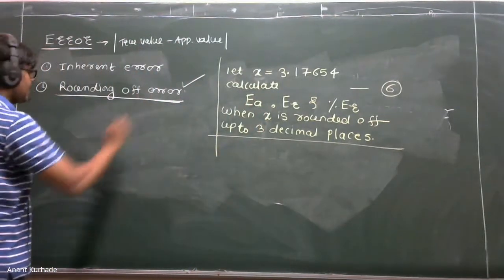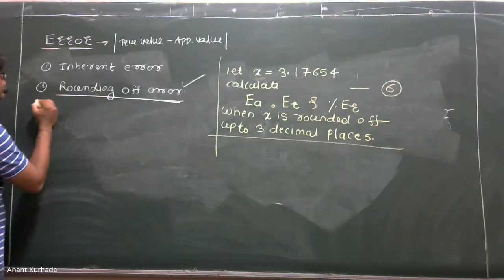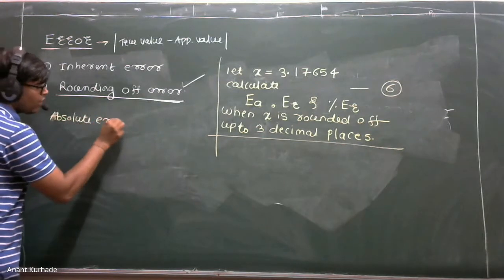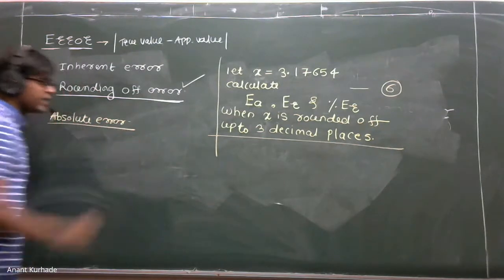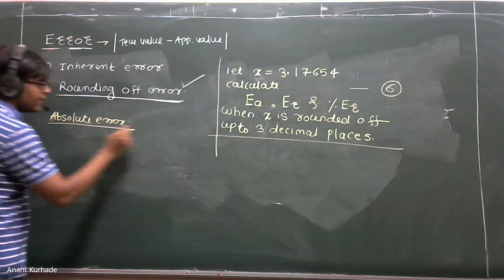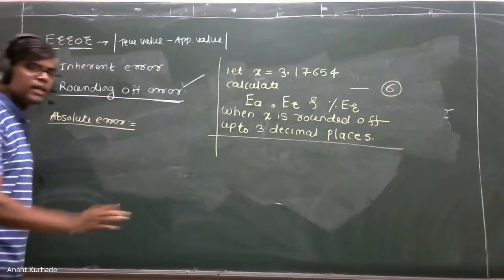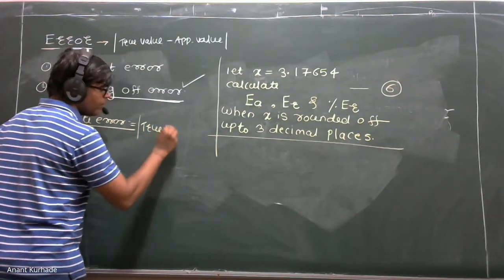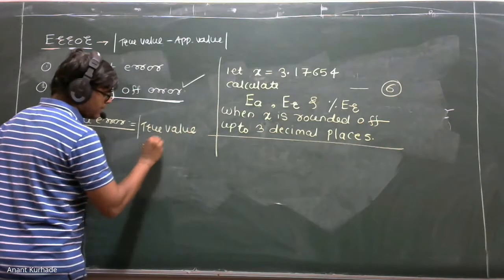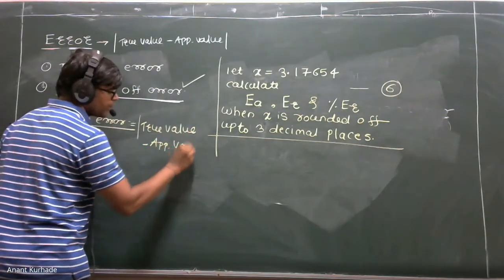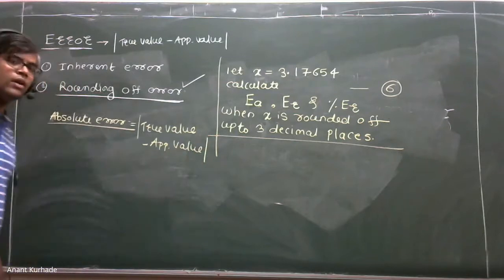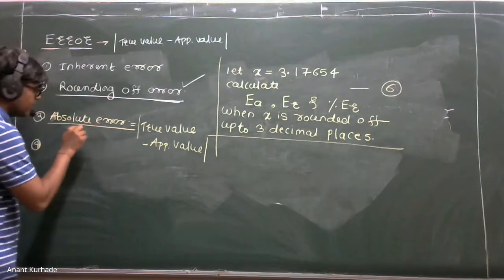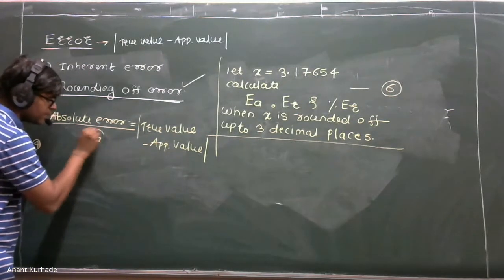So EA means absolute error. And remember, all the errors are always positive. The right answer is positive. So absolute error, as we have just discussed, is simply the error: true value minus approximate value. It is denoted by EA, that is absolute error.